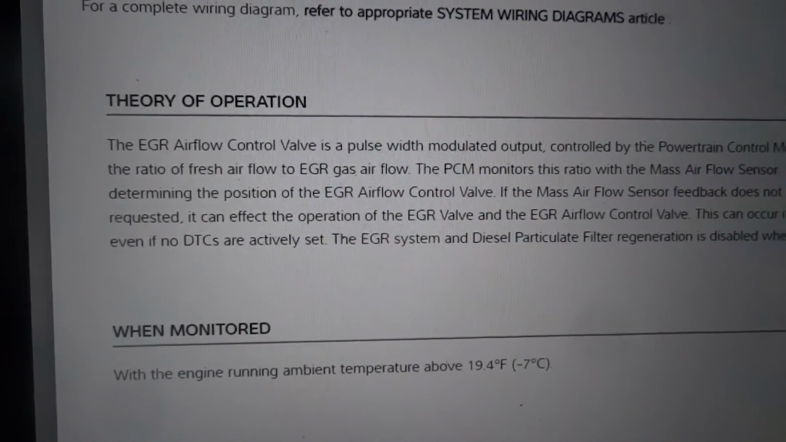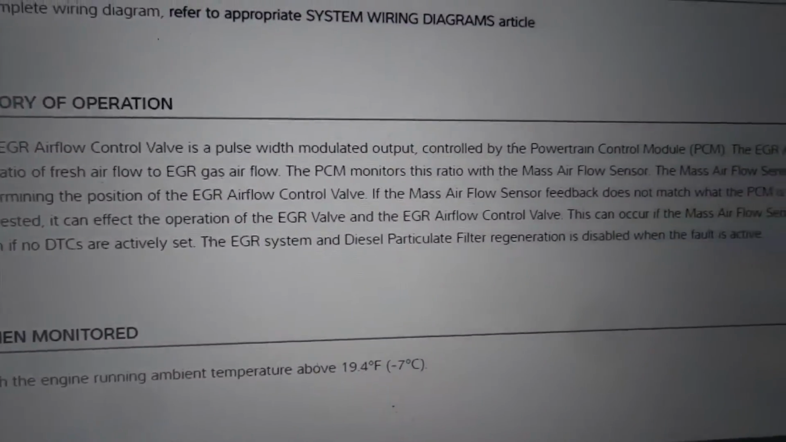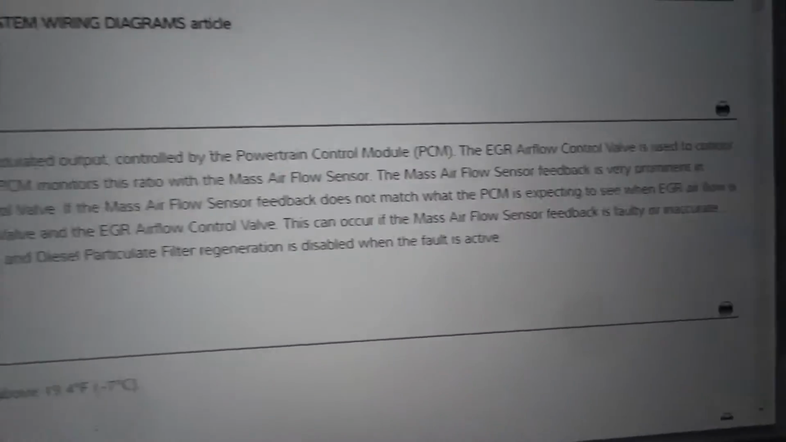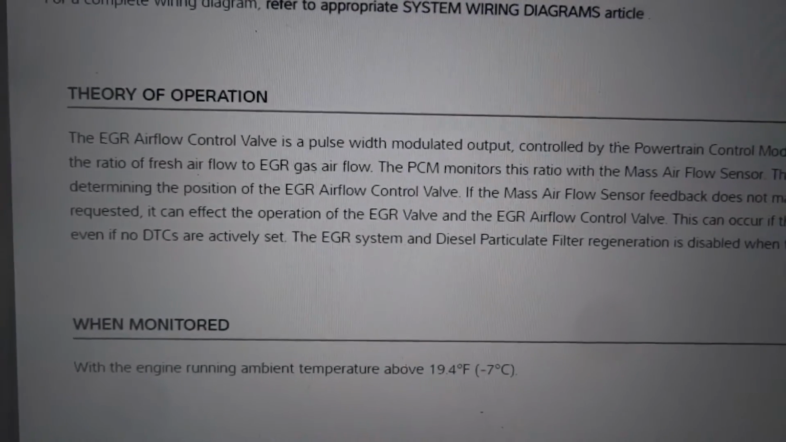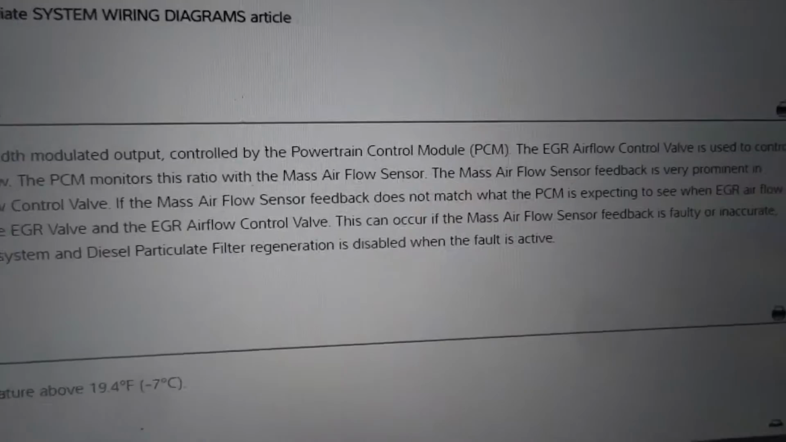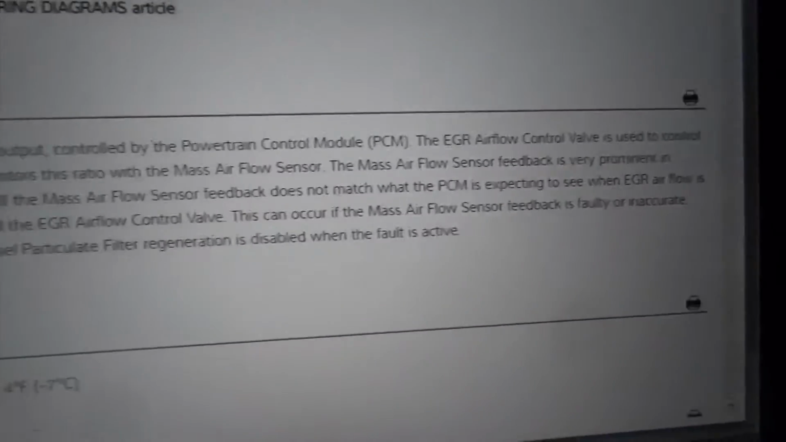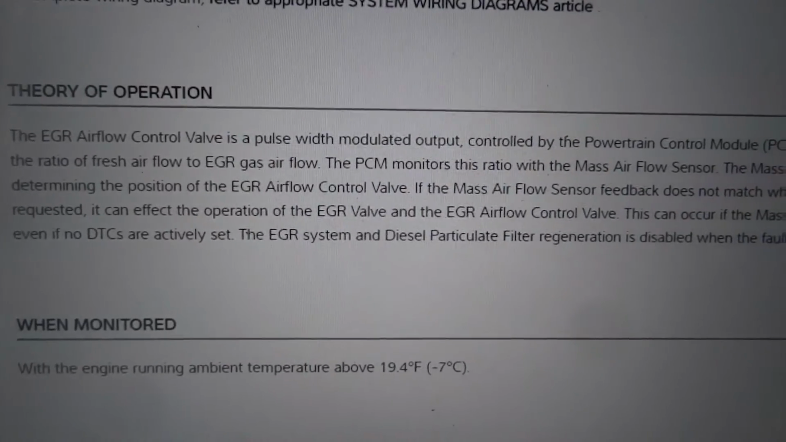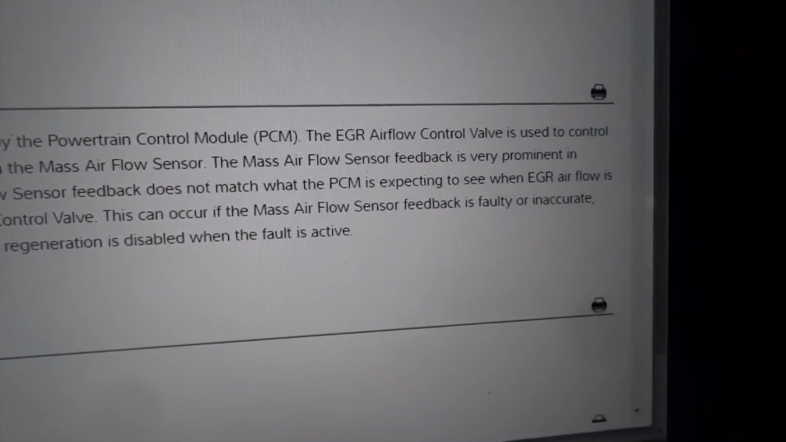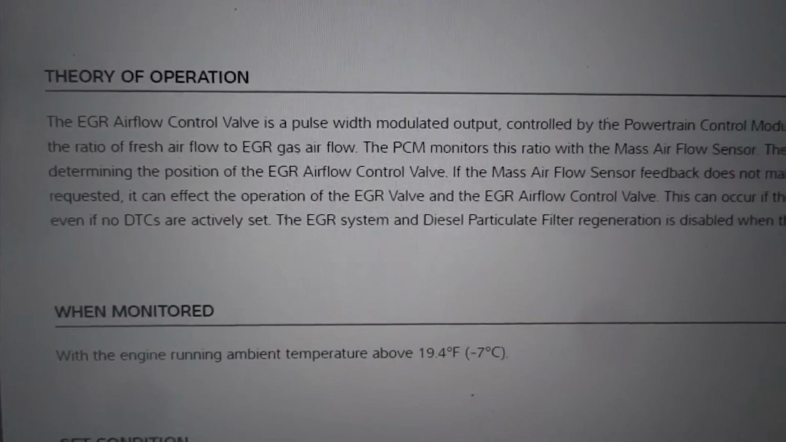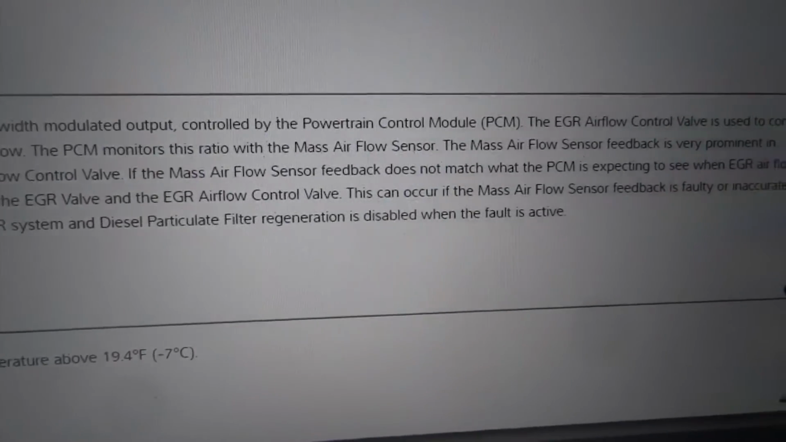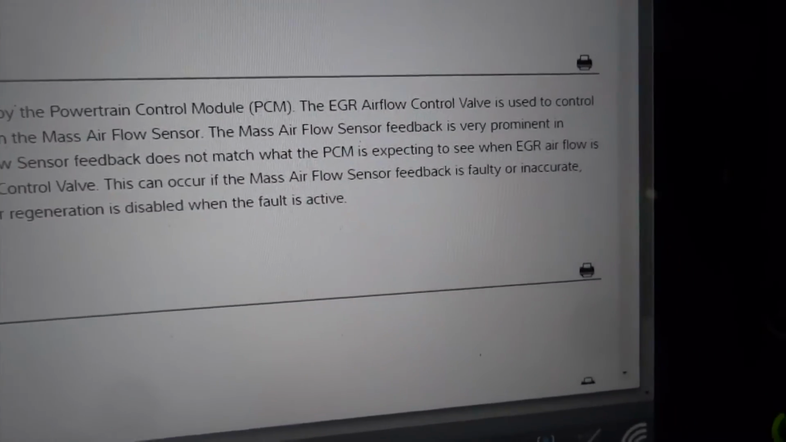The EGR airflow control valve is a pulse width modulated output controlled by the powertrain control module, PCM. The EGR flow control valve is used to control the ratio of fresh air flow to the EGR gas airflow. The PCM monitors this ratio with the mass airflow sensor. The mass airflow sensor feedback is very prominent in determining the position of the EGR flow control valve. If the mass airflow sensor feedback does not match what the computer is expecting to see when the EGR airflow is requested, it can affect the operation of the EGR valve and the EGR airflow control valve. This can occur if the mass airflow sensor feedback is faulty or inaccurate.